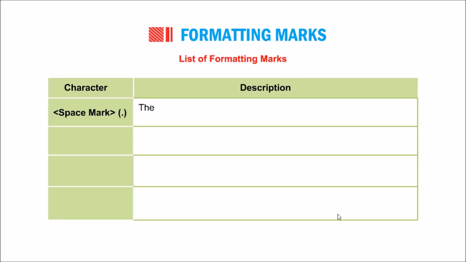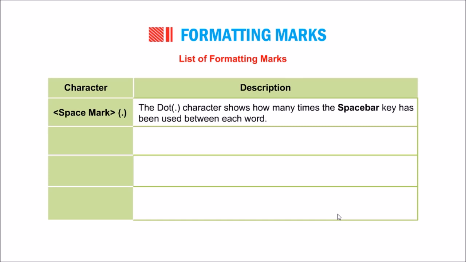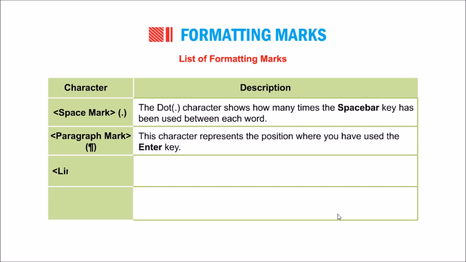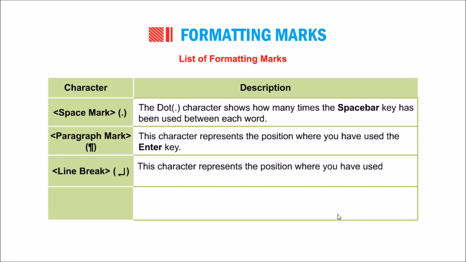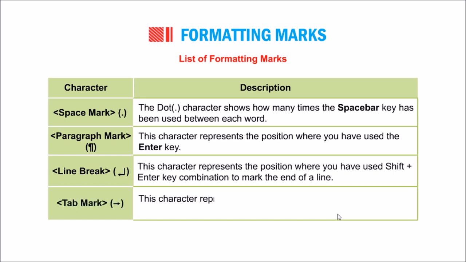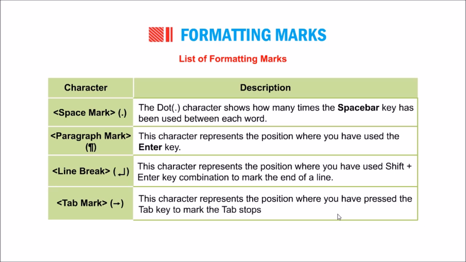Space mark. The dot character shows how many times the space bar key has been used between each word. Paragraph mark. This character represents the position where you have used the enter key. Line break. This character represents the position where you have used shift plus enter key combination to mark the end of a line. Tab mark. This character represents the position where you have pressed the tab key to mark the tab stops.